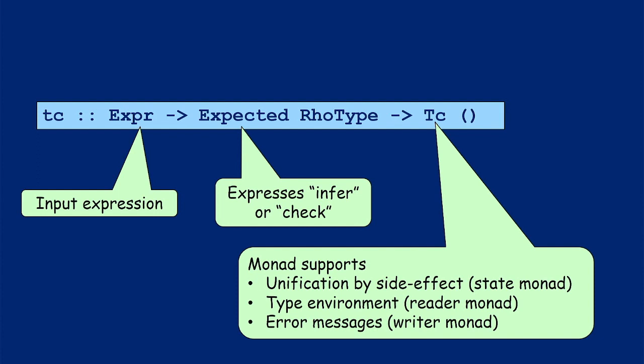It's got to keep the type environment, which keeps track of what variables are in scope and what their polytypes are. That's the gamma part in our typing rules. That's a kind of reader monad thing. It's got to be a place to emit error messages. That's a kind of writer monad style thing.